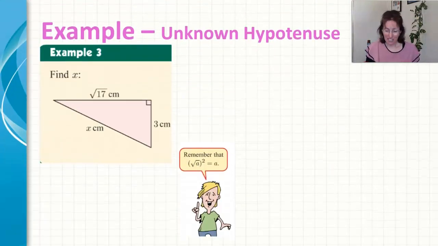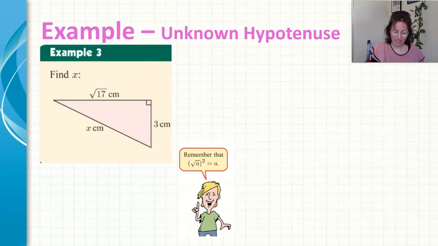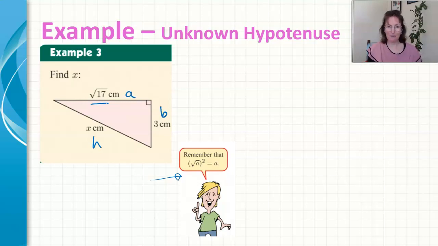So what about when we have an unknown hypotenuse, but this time round you can see that there's a square root in one of the sides. The little guy here with his reminder: remember that when you square a square root, it just ends up with the number that was under the square root. Let's put that into practice. You might like to label the sides. It doesn't matter which is a and b. And then let's use Pythagoras' theorem.